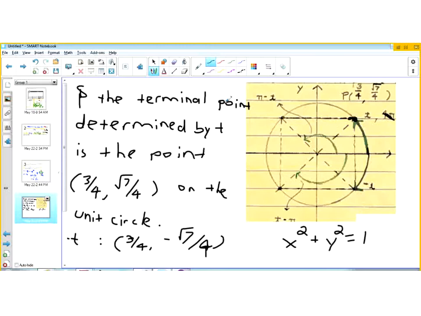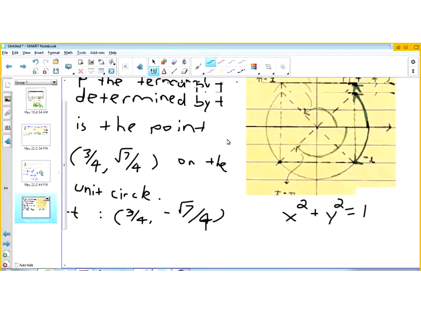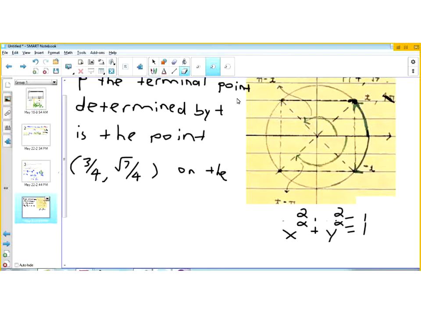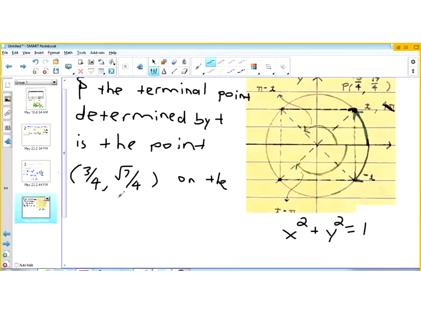All right, so now how about we consider the case 4 pi plus t. We want to find the coordinates of the terminal point determined by 4 pi plus t.